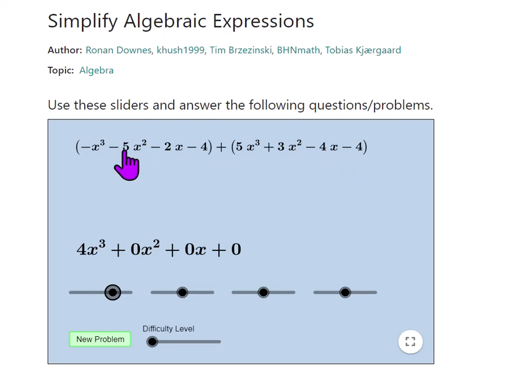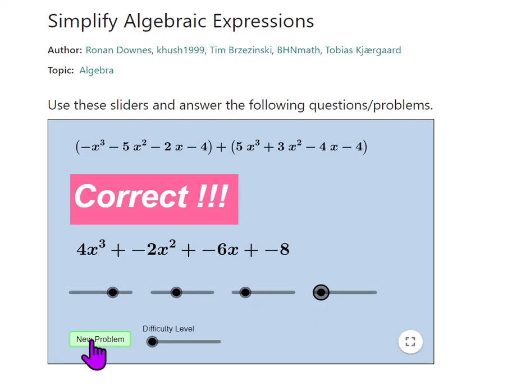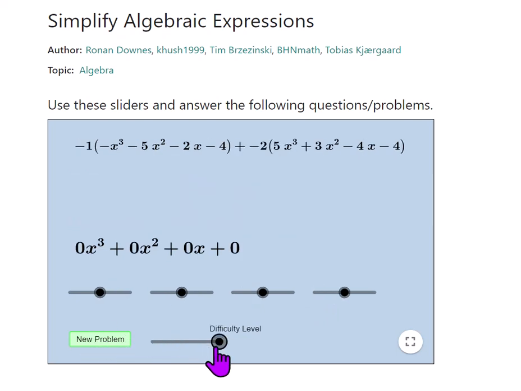So it's 3 take 5 for the coefficient of x squared, which is negative 2. And it's negative 2, negative 4, negative 6 is the coefficient of the linear term x. And now for the constants, you have a minus 4 and another minus 4, which is minus 8. Correct. Okay, so let's go to a really difficult problem.